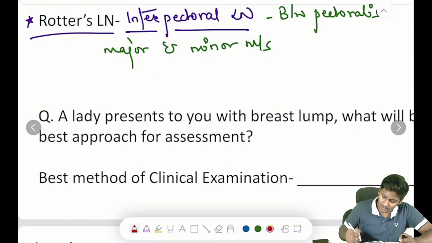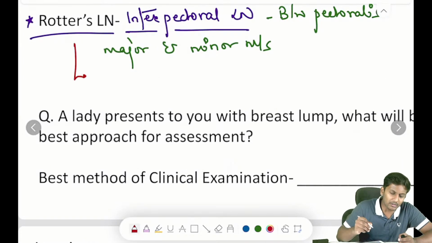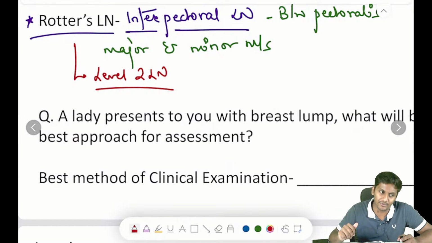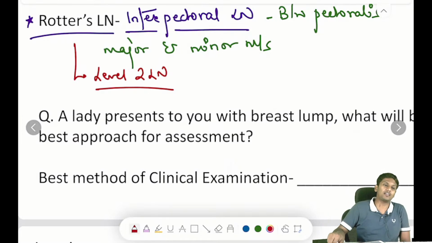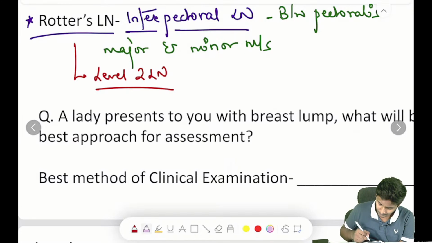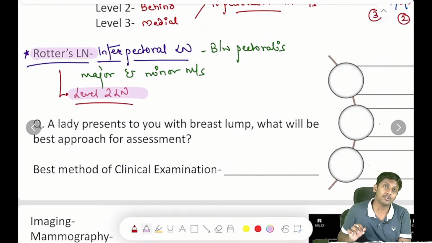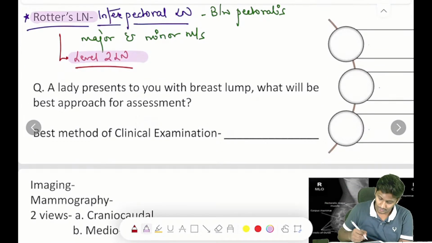So you have to remember that the Rotter's lymph nodes, the interpectoral lymph nodes, are usually level 2 lymph nodes, because they lie behind the pectoralis minor, right? As they lie behind the pectoralis minor, that is the reason why these Rotter's lymph nodes are called level 2 lymph nodes. This is the important question that has to be remembered.